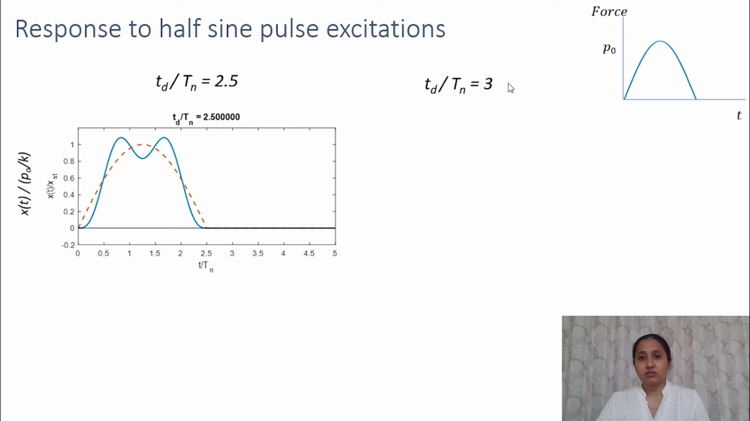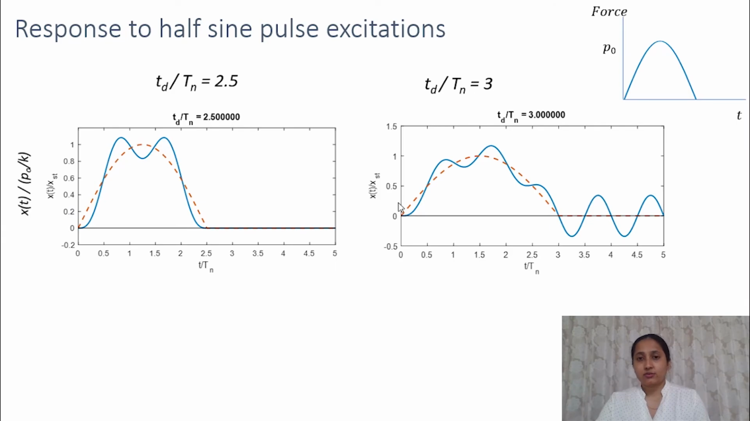When Td by Tn is equal to 3, the response is this. So here, the maximum amplitude is during the forced vibration and the free vibration continues with a reduced amplitude. So the maximum amplitude during the forced vibration is reducing as the duration of the pulse is increasing. When Td by Tn was smaller, this amplitude was higher.